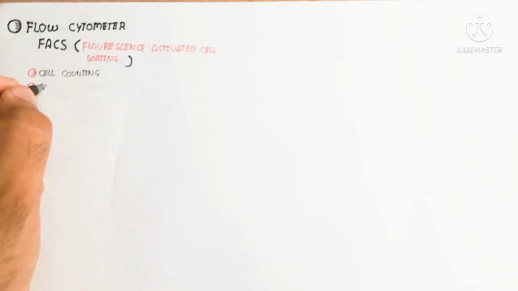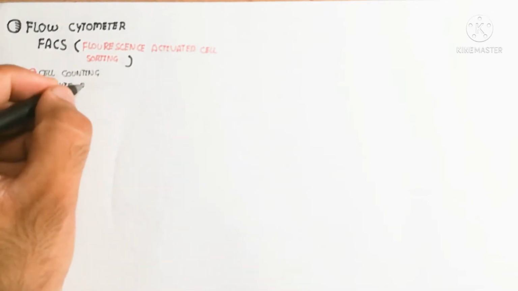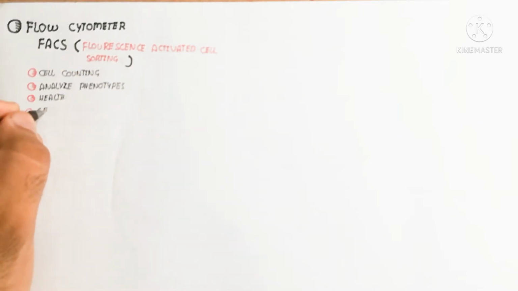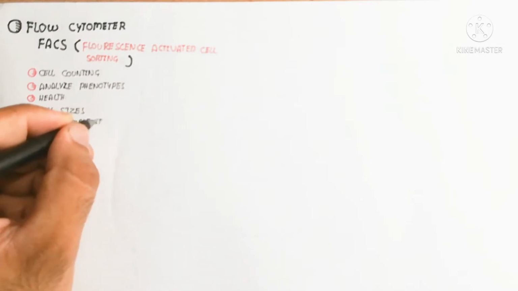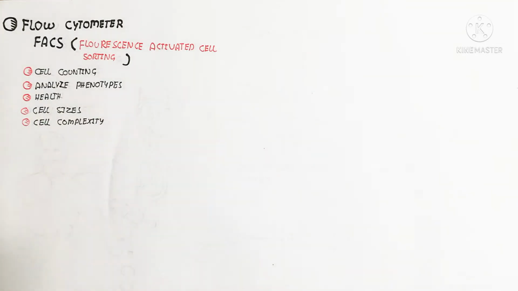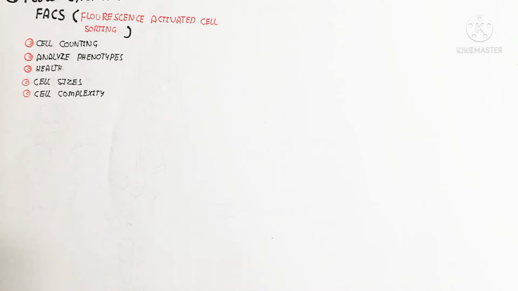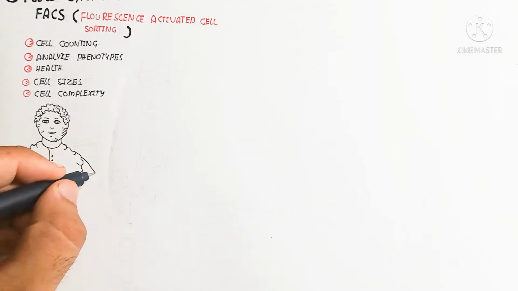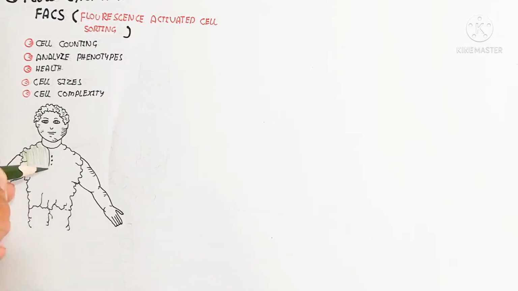This is basically used for cell counting, which means we can count the number of cells. On the other hand, it analyzes phenotypes. Phenotype means the shape of the cell, and genotype, you know about that. The genotype relates to the genes inside, but the phenotype is the appearance. And we can measure the health of the cell, the cell size, and the cell complexity.